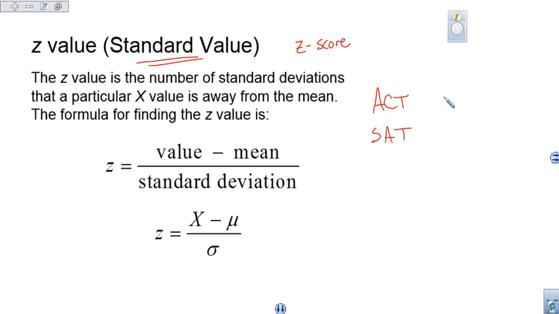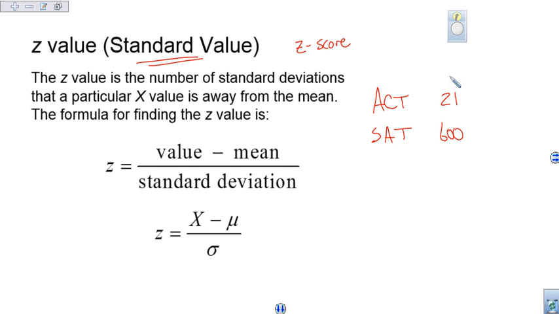So let's say on the ACT, we made a 21. And let's say on the SAT, we made a 600. And we wanted to know, compared to the population, which test we actually did better on. The cool thing about the z-score is that it takes these test scores and standardizes them.